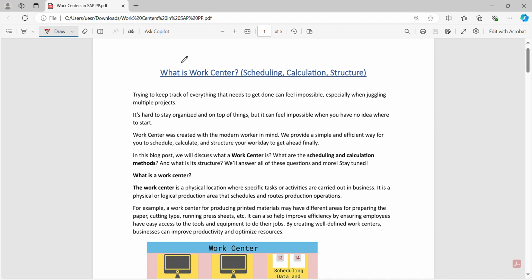And regarding that, we have come with the topic work center, scheduling, calculation, and structure. So we'll cover this topic today. If you are from the business side, you are in the data science field, or you are in data engineering field, and you do data processing of supply chain management, you would have come across this term work center. So today we'll look deep into what this work center is.